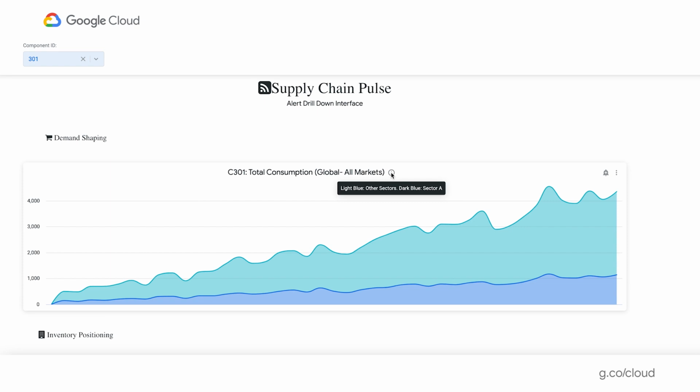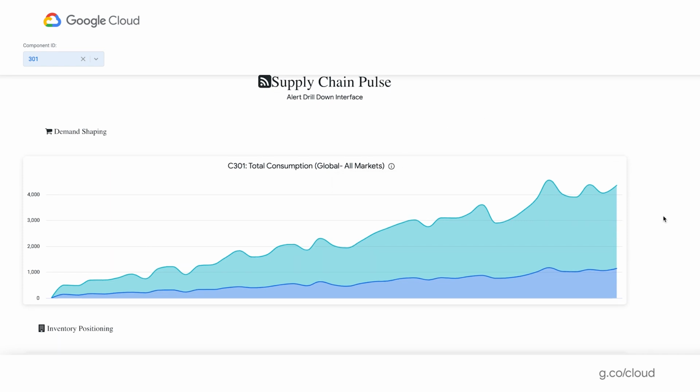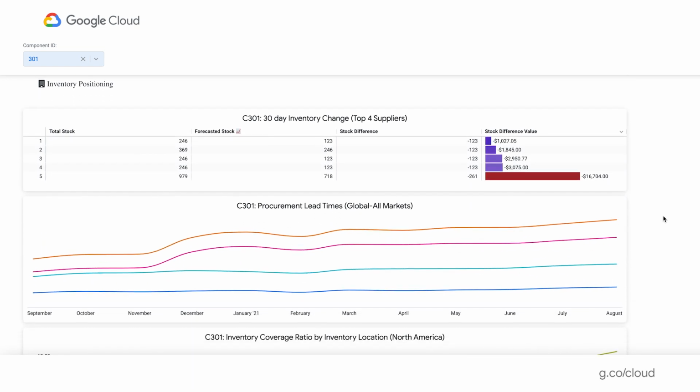Next, she leverages the community dataset to look at recent changes in inventory position for C301 at her top suppliers. This is an example of data collaboration in BigQuery between trusted members within the supply chain. Recent data for her supply chain partners shows that inventory levels are decreasing.